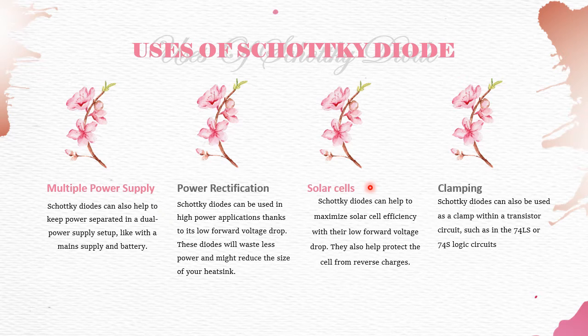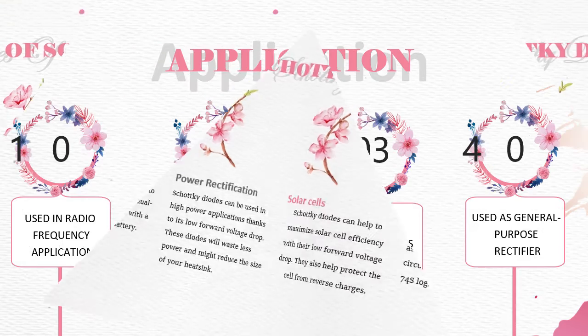Third, solar cell. Schottky diode can help to maximize solar cell efficiency with their low forward voltage drop. They also help protect the cell from reverse charge. And lastly, clamping. Schottky diode can also be used as a clamp within a transistor circuit, such as in the 74LS or 74S logic circuit.